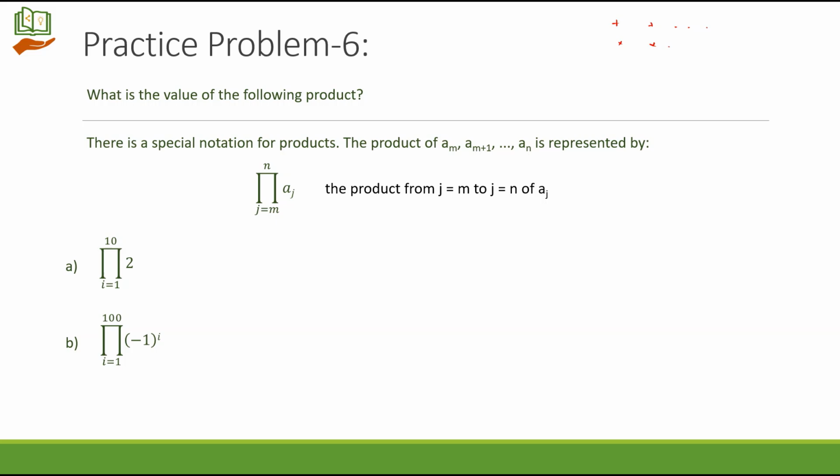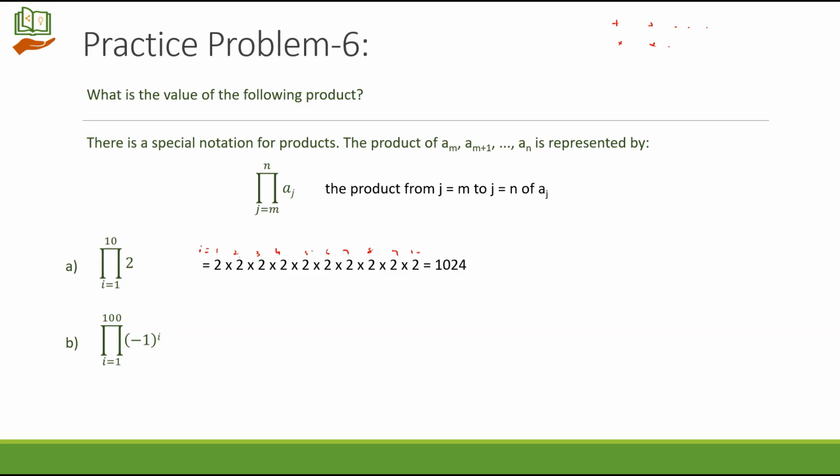First we have the product for i equal to 1 to 10 of 2. So what is this? For 10 times you have to multiply 2, for i equal to 1, 2, 3, 4, 5, 6, 7, 8, 9, 10. So 2 into 2, 4, 4 into 2 is 8, into 2, 16, into 2, 32, into 2, 64, into 2, 128, into 2, 256, into 2, 512, into 2 will give 1024. This will be the answer. What about in summation? It will run as 2 plus 2 plus 2 for 10 times. So this is the difference between summation and product.